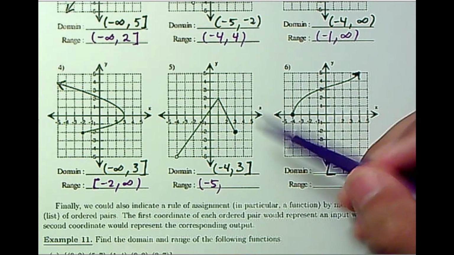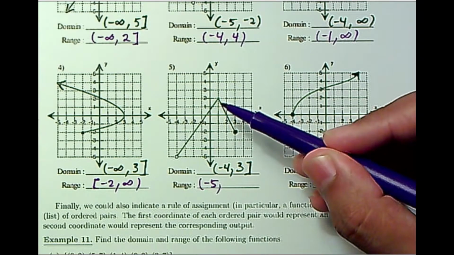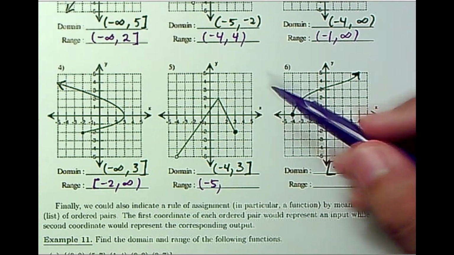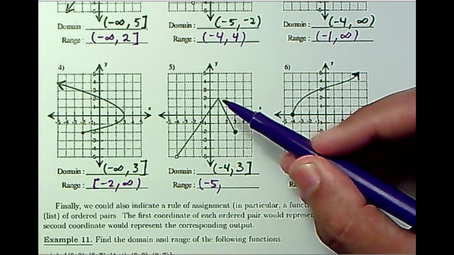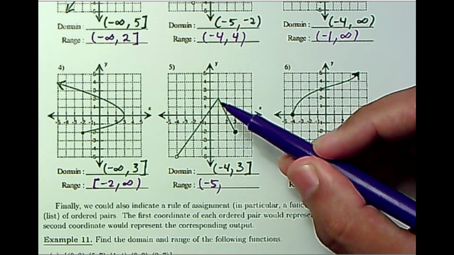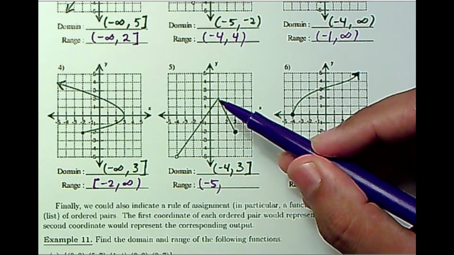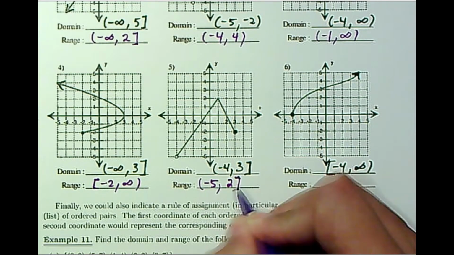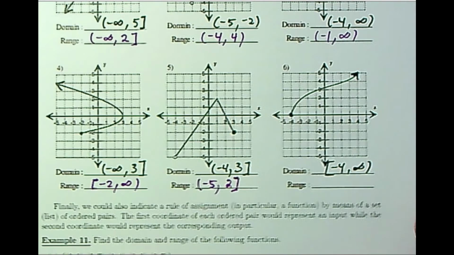And then the highest point, this one, there's not a hollow dot there, so it has to be included. Even though it's not like a big dot, if it's not specifically drawn like a hollow dot, that means it's included. So the highest point is 2, so bracket. So that's the range of that one.